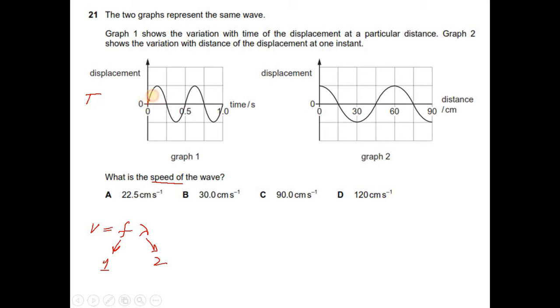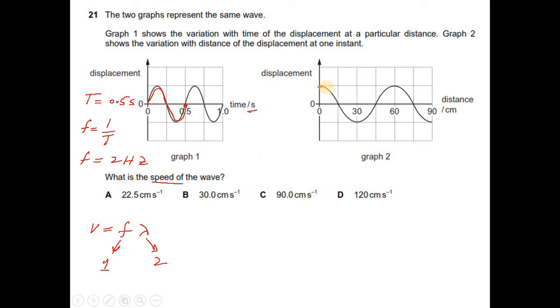That means from here till here, this is one wave, and you see the time is given 0.5 second. So time is 0.5 second. That means frequency is 1 upon T. So f is equal to 2 hertz. This is frequency. And for wavelength, wavelength is the length of the one wave.